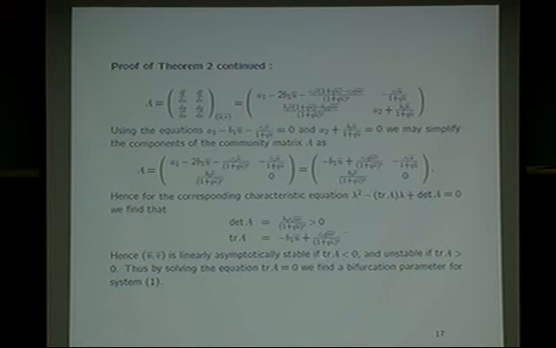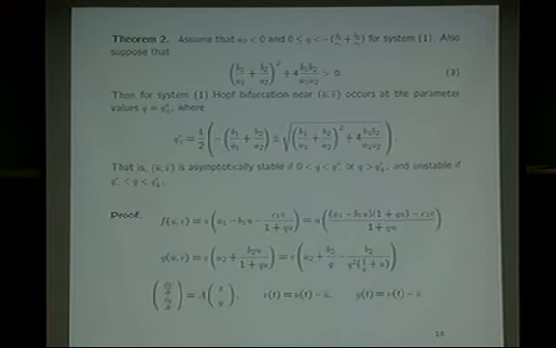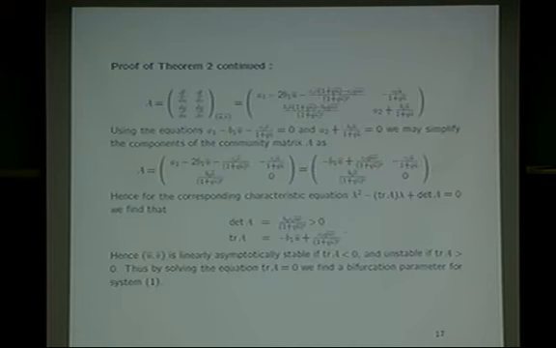So if the trace of A is negative, then this constant solution is linearly asymptotically stable. And if the trace of A is positive, then this solution will be unstable. So solving the equation trace A equals 0, we'll find the bifurcation value, the bifurcation parameter, this value for the Holling type system.